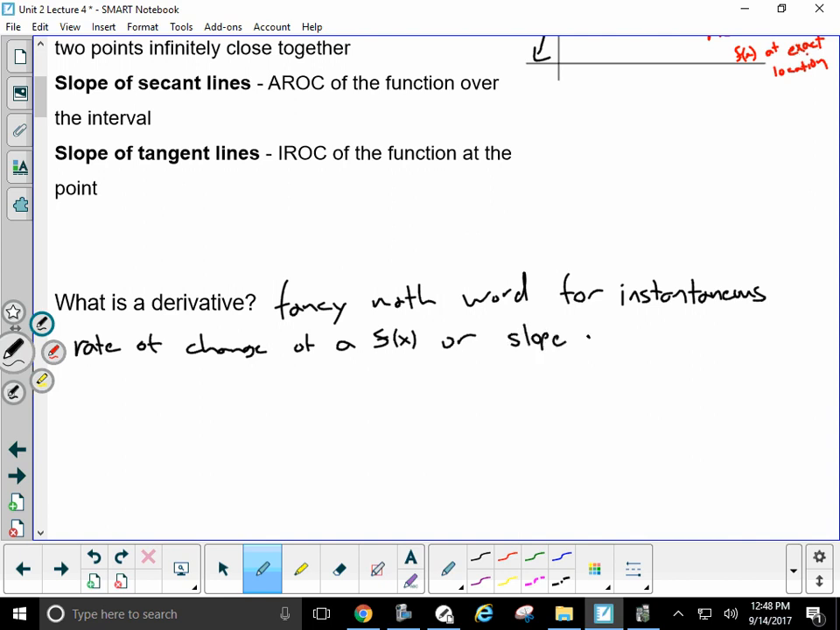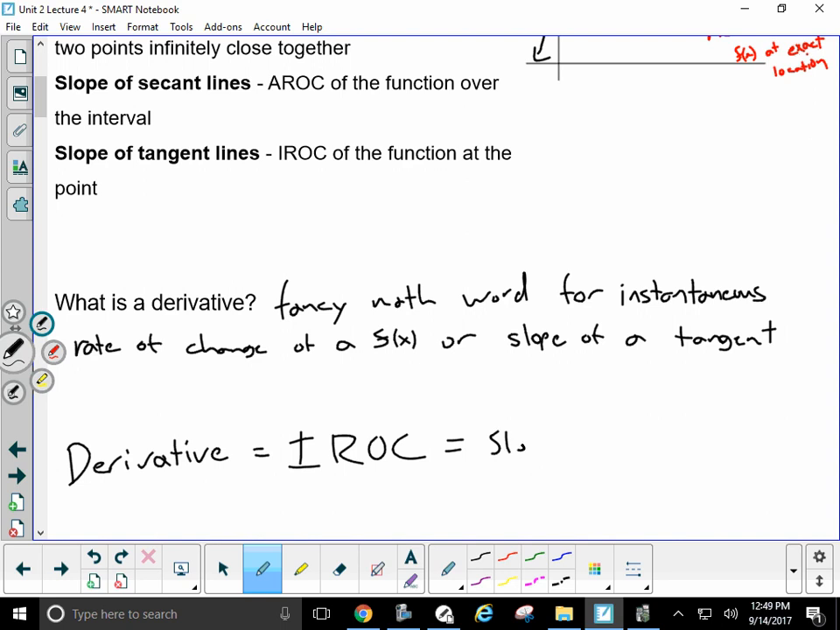Or slope of a tangent. Okay, it's very, very important moving forward in this class that we understand that these three things are equivalent. A derivative, instantaneous rate of change, and slope of a tangent. All the same. Okay, they're all the same.